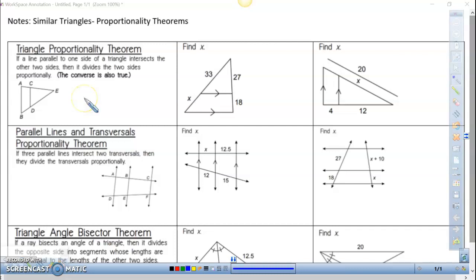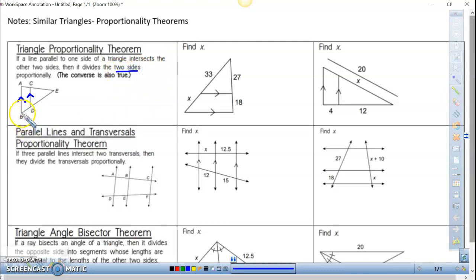The first one we're going to talk about is the triangle proportionality theorem. It states, if a line parallel to one side of a triangle intersects the other two sides, okay, so if these are parallel, and these are both intersecting the sides of the triangle, then it is dividing the sides proportionally. So this is kind of key.